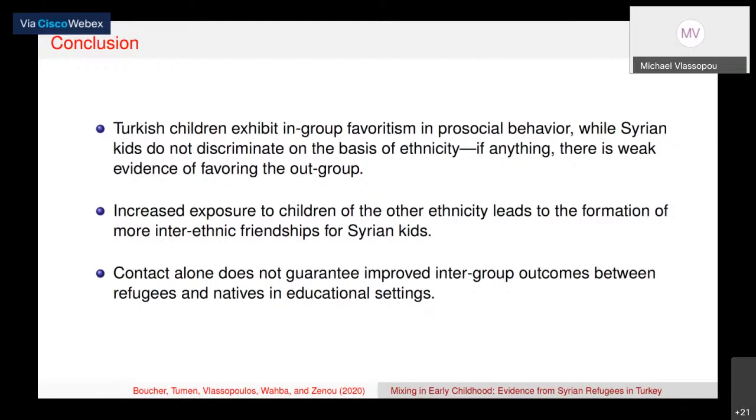Our takeaway message from this study is that contact alone does not seem to guarantee improved intergroup outcomes between refugees and natives in educational settings, and this is a bit inconsistent with, or not in line with, some of the previous evidence on this question.